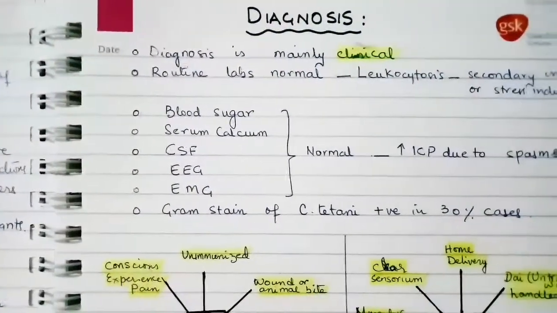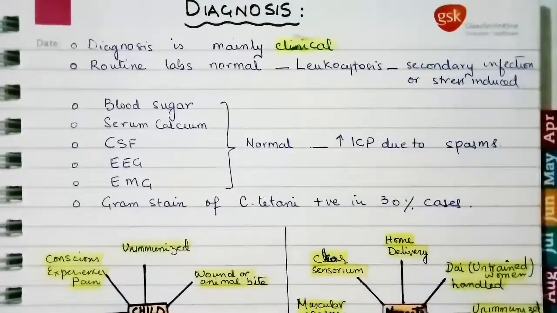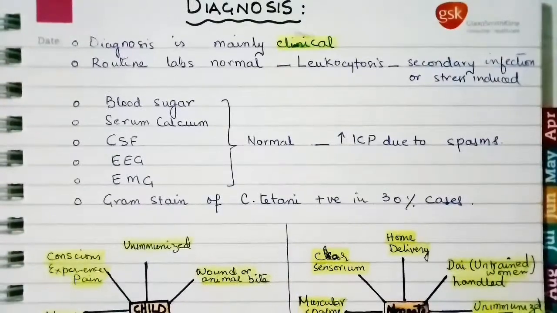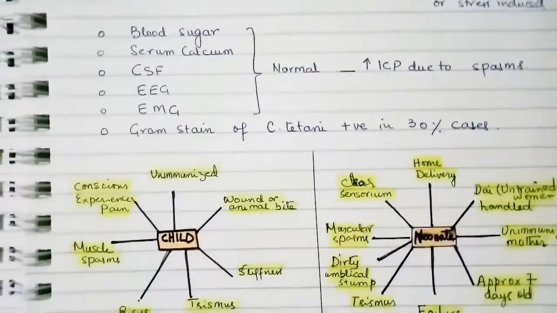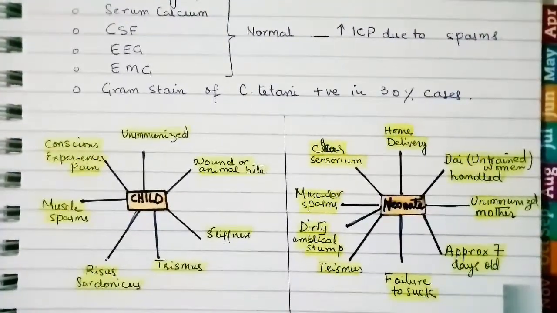Now friends, diagnosis of tetanus is mainly clinical. In an unimmunized or incompletely immunized child, a history of a wound or bite, the characteristic facial appearance, stiffness, trismus, risus sardonicus, and muscle spasms help in the diagnosis. In tetanus neonatorum, home delivery, dirty cord handling, unimmunized mother, approximately 7 days old, failure to suck, trismus, and muscular spasms, and clear sensorium point towards the diagnosis.